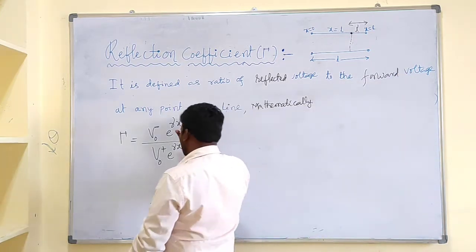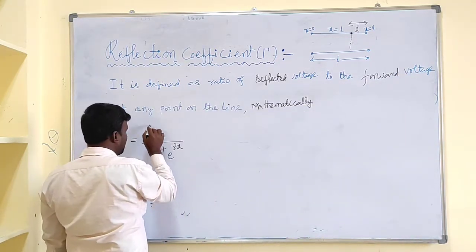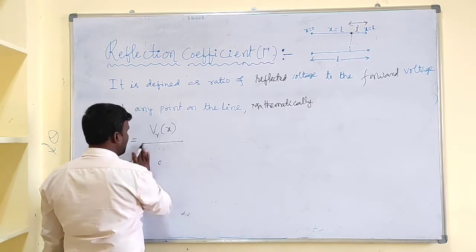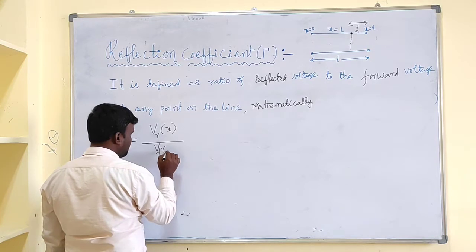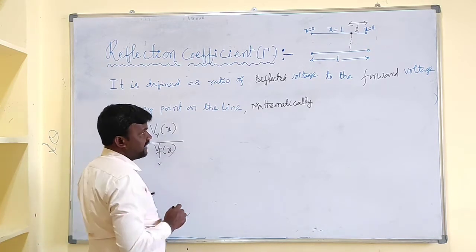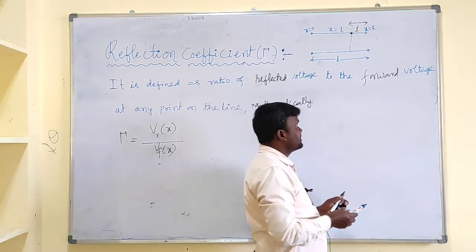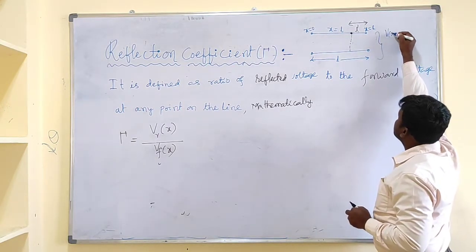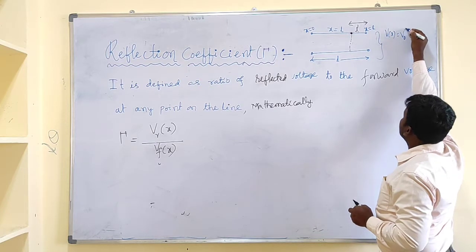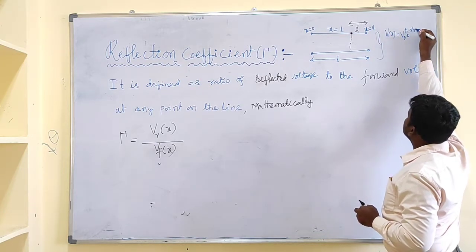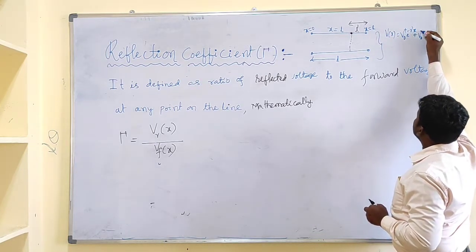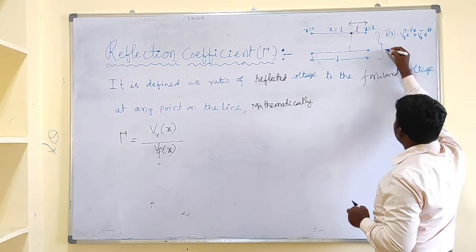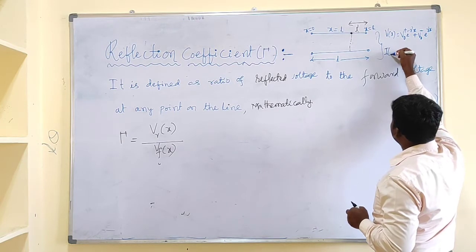We can write this as reflected voltage VR of x at any point on the line, and forward voltage Vf of x. We derived the transmission line equations, the voltage and current equations. V of x is V0 plus e to the power minus gamma x, and the reflected voltage is V0 minus e to the power gamma x.